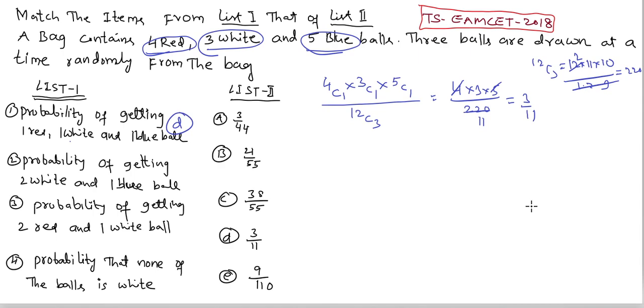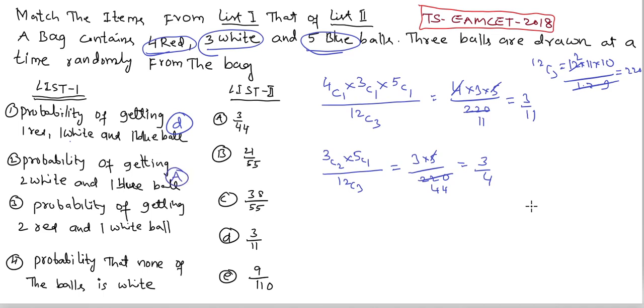And second one is probability of getting 2 white and 1 blue ball. 2 white balls out of 3 white balls, that is 3C2, 1 blue ball 5C1 by total number 12C3, that is equal to 3 into 5 by 12C3 value is 220. So that is equal to 3 by 44. So second one is mapping to A.